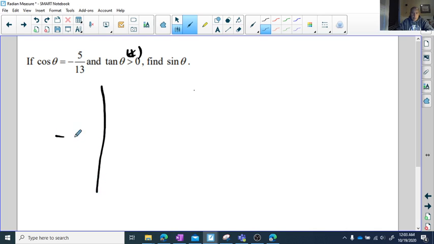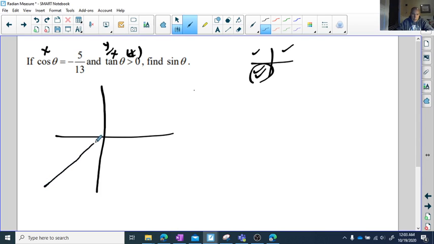Well, the first thing we got to do is figure out, where do I draw it? Cosine is negative. Cosine, remember, goes with x. Cosine is negative here or here, so I can draw it here or here based on just that. And then it says tangent, which is the y-coordinate over the x-coordinate, and you have to get a positive. Well, the only way to divide two numbers and get a positive answer is if they're both positive, which would be up here, or if x and y were both negative, that would be down here. That tells me to draw my angle, and you can draw it anywhere down here, doesn't matter.